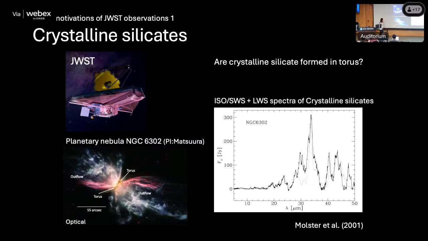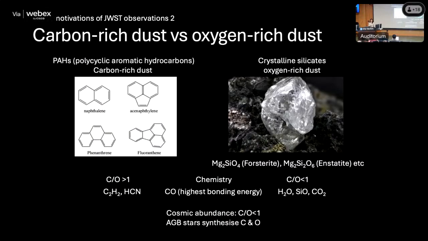The crystalline silicate was first detected by ISO-SWS, and it has been proposed to form in the disk, but we haven't confirmed this because ISO-SWS did not have the spatial resolution to resolve the disk and outflow. JWST has the resolution, so that's why we wanted to observe this object. The second motivation to observe this object is why there are two different chemical types of dust existing in one single object. This object has PAHs and crystalline silicate in a single object.